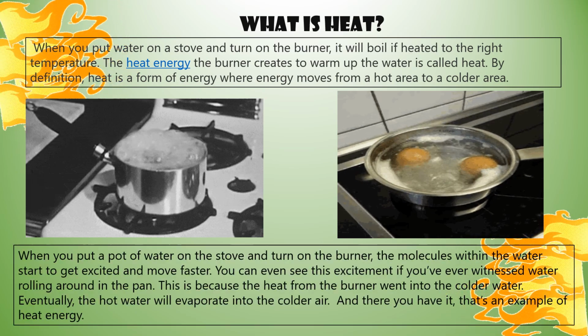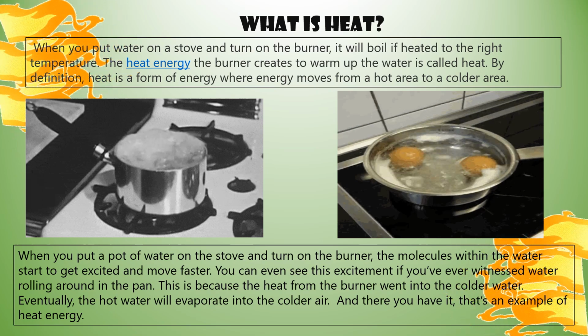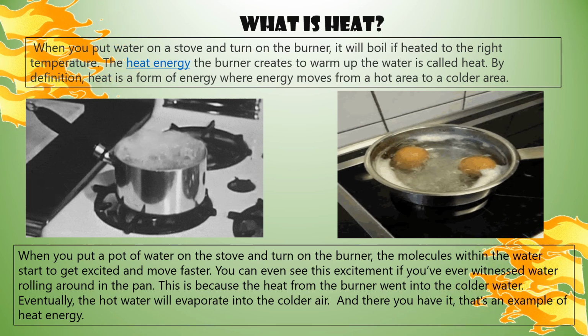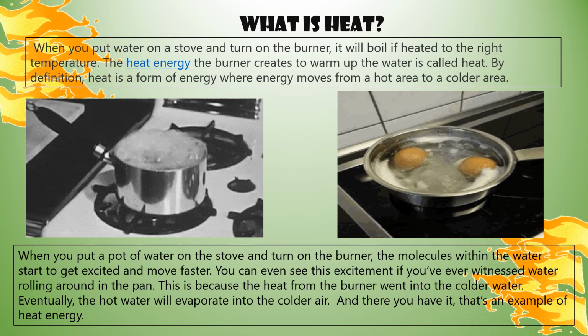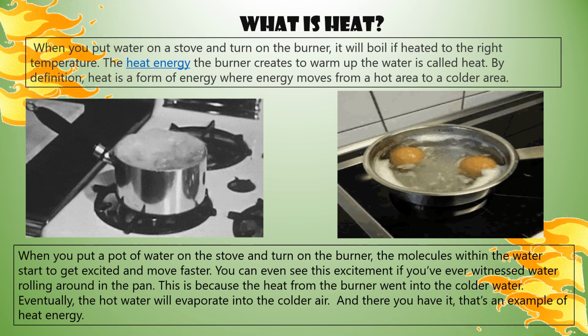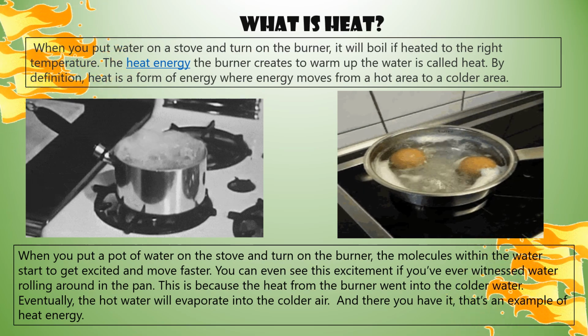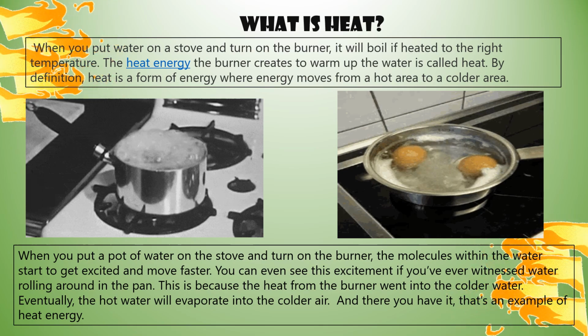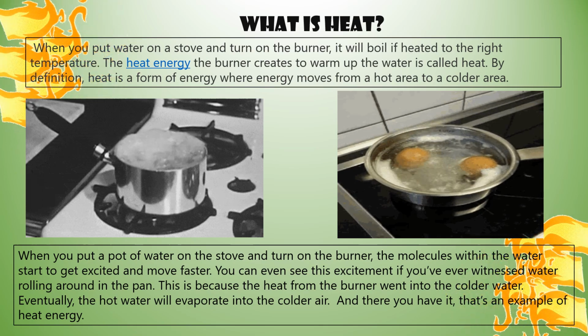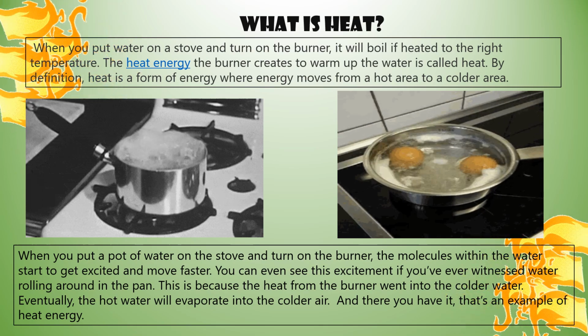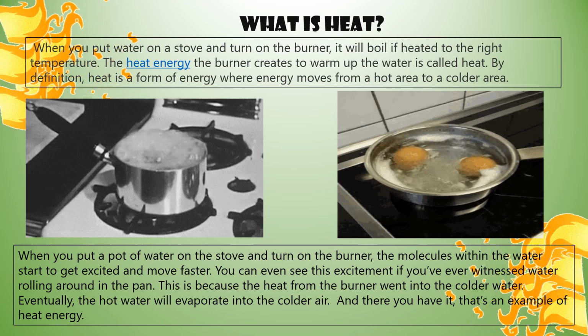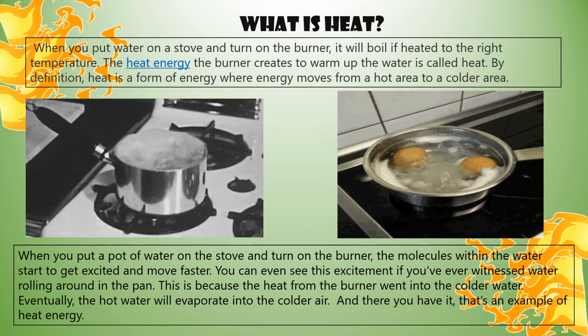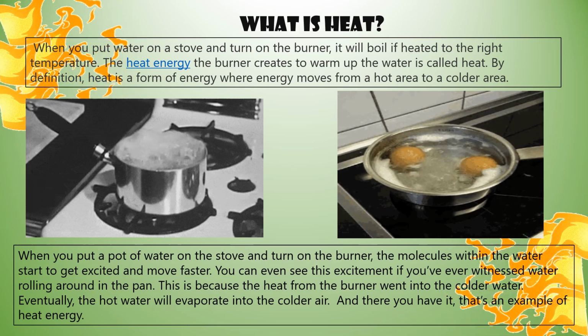When you put a pot of water on the stove and turn on the burner, the molecules within the water start to get excited and move faster. You can see this excitement if you have ever witnessed water rolling around in a pan. Now here you can see both the examples of how the water is moving. That is because of the molecules in the water, which is because of the heat supplied to it.